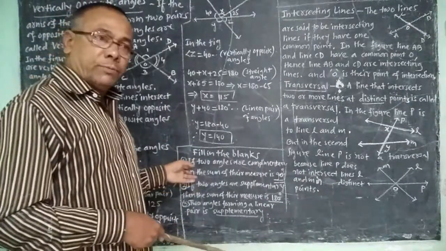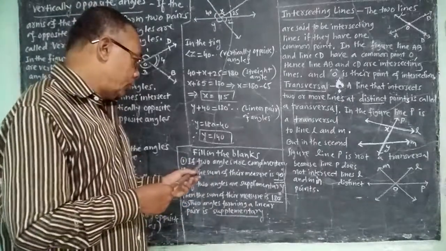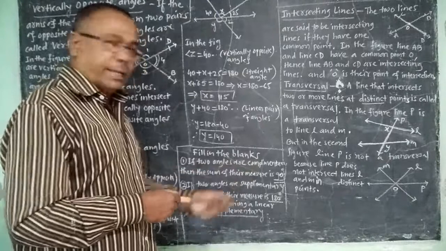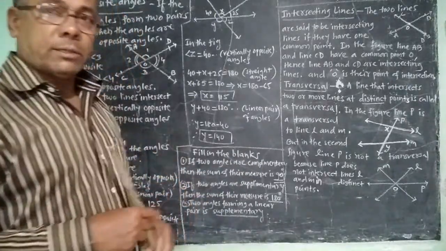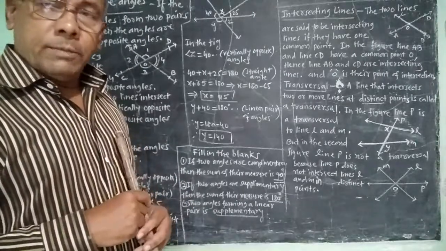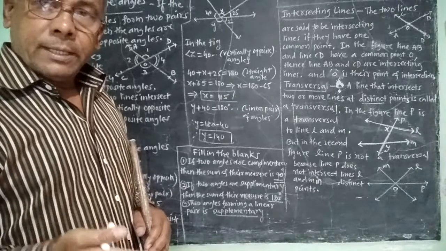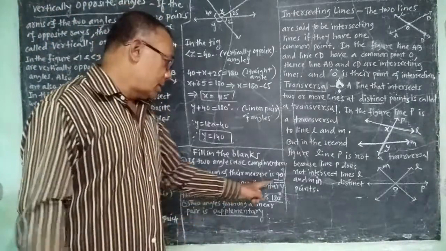Here some questions are given to fill in the blanks. The first question is, if two angles are complementary, then the sum of their measure is dash dash. We know that if two angles are complementary, then their sum is always 90 degrees, and therefore our answer is 90 degrees.